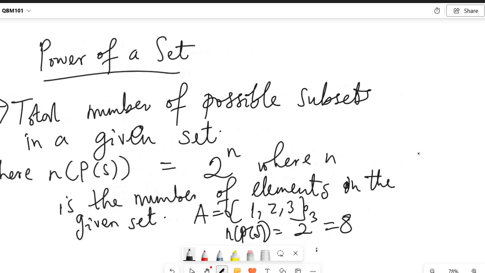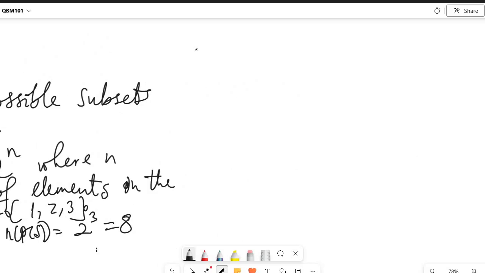But if I want to actually list the power set, that is P of A, what will P of A be? What are the total possible subsets you could have? The first one is the null set. You can have an empty set, since the empty set is a subset of every given set.